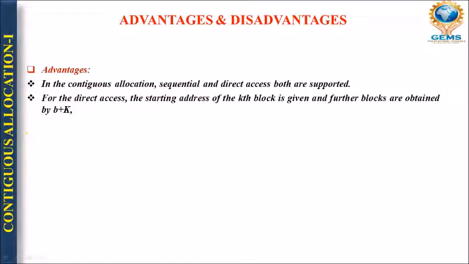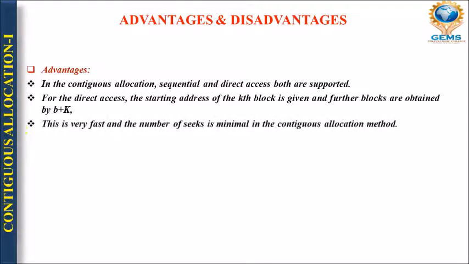So for the direct access, the starting address of the kth block is given by B plus K. That means the block number will start from B and the initial value will be 0. So B plus 0 is B only. Next block will be B plus 1, then B plus 2, B plus 3, B plus 4 and so on. It goes up to the kth block. This is very fast and the number of seeks is minimum in the contiguous allocation method.